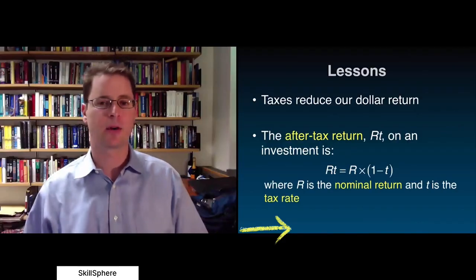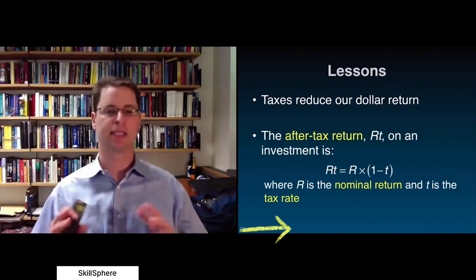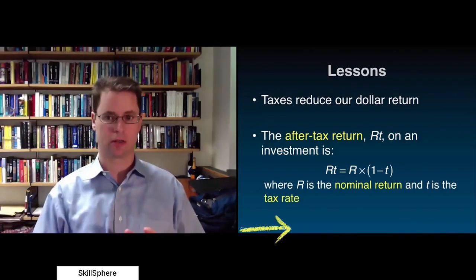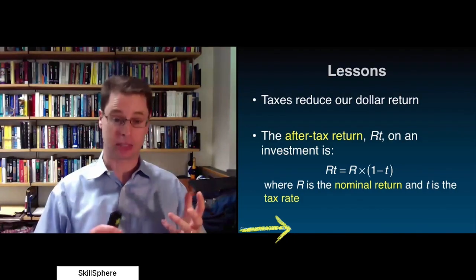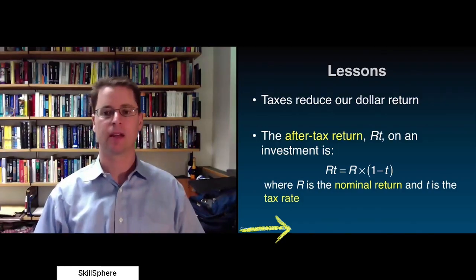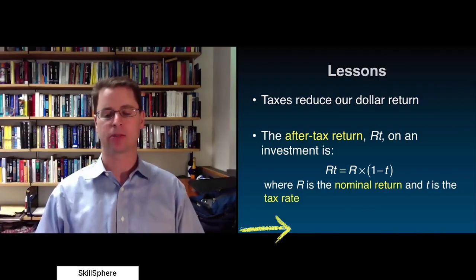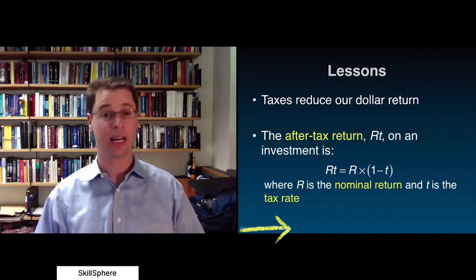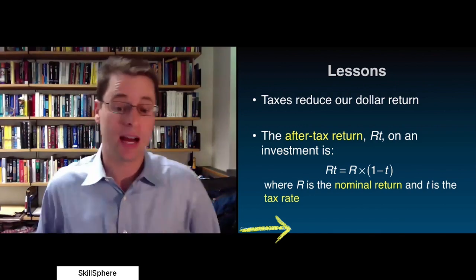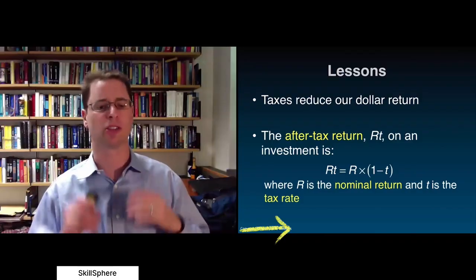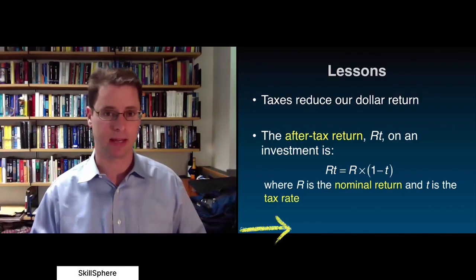Okay, let's summarize this and bring it back together. Taxes reduce our dollar return. The after-tax return is less than the pre-tax return, okay? And it's less by a factor of 1 minus the tax rate that you're facing, okay? So we can discount by this after-tax return to see how much money we're going to have once we've swept out the effect of taxes. And given tax rates in the US, not to mention most of Europe and many other countries, taxes are significant and can have a huge impact on our cash flow streams, our savings behavior, and ultimately our decision making.